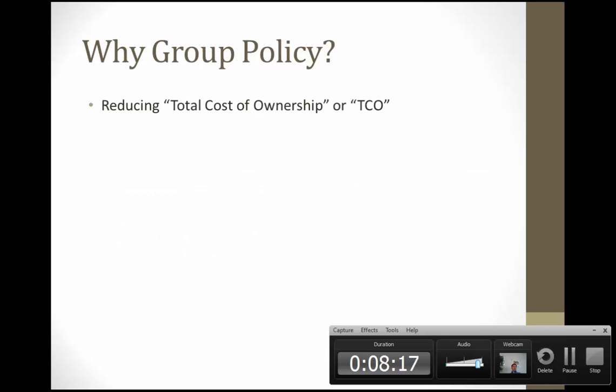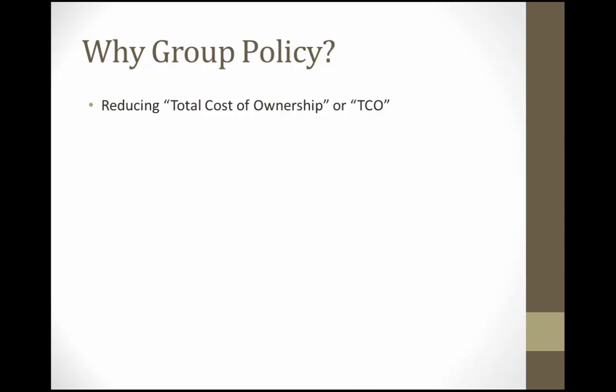So why do we use group policy? Basically, the idea is to reduce the total cost of ownership. The total cost of ownership looks at the entire life cycle costs of the computer. So it doesn't mean just purchasing it and then decommissioning it. It also means maintenance. So when we talk about group policy, we're interested in reducing the maintenance costs.